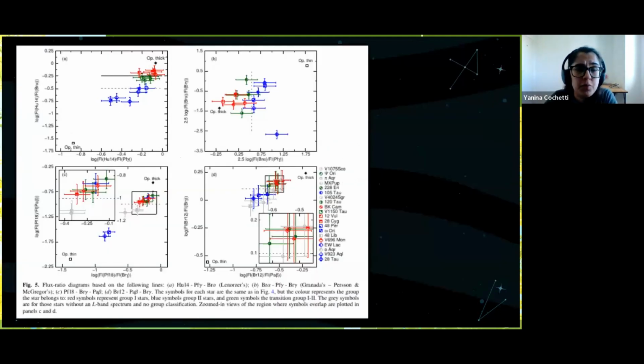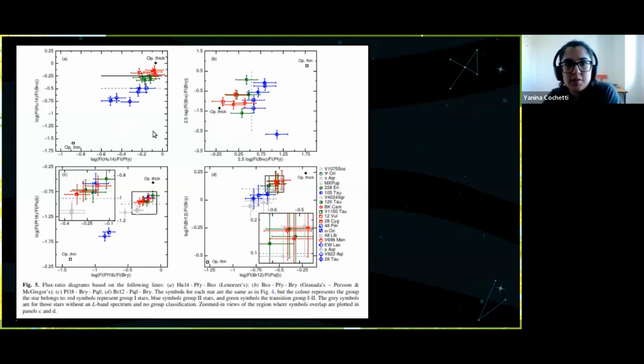So after that, we made the North-South diagram for our stellar sample. The colors and the symbols are the same as in the previous figure. This is the North-South diagram with the optically thick and optically thin limits, and this is the other diagram that Granada made. We also see the different limits, and we see group 2, the blue symbols, in one region, and the red and green in another.